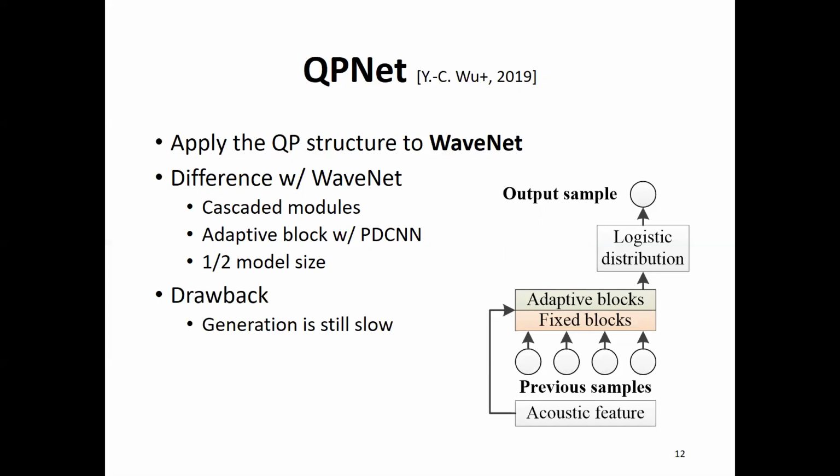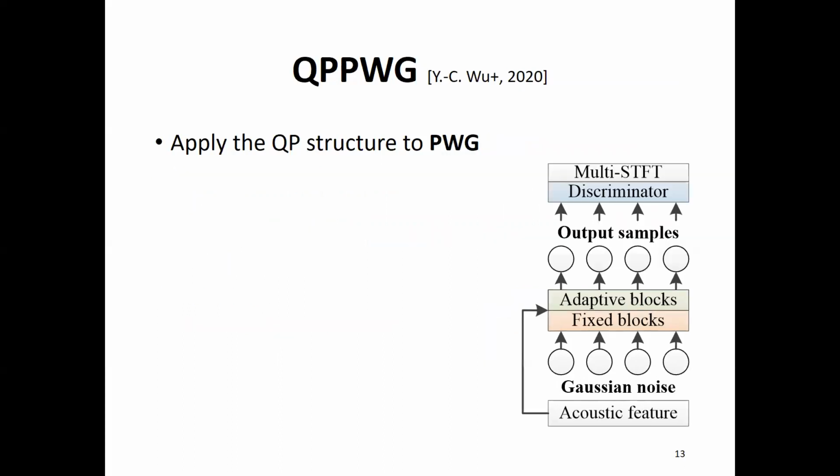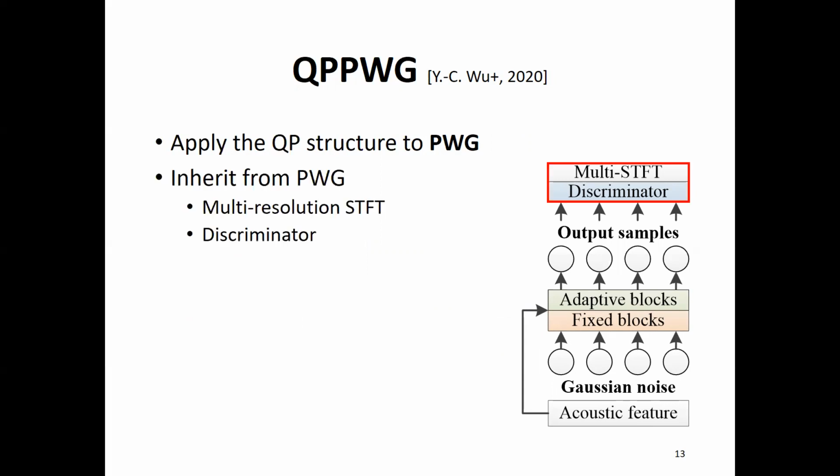However, although the model size is reduced by 50%, it is still large. The large network and autoregressive mechanism make the generation still far away from real time. As a result, we apply the QP structure to Parallel WaveGAN, PWG, which is a compact and non-AR generative model. Since the discriminator and the multi-STFT loss show their effectiveness in PWG training, the proposed QPPWG inherits them.